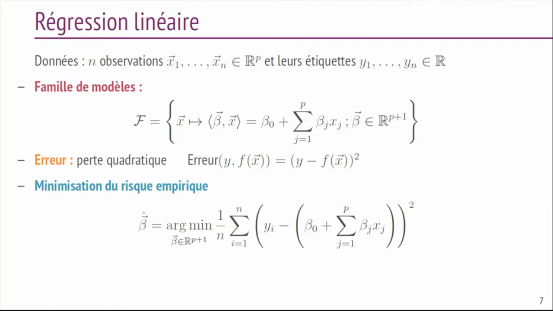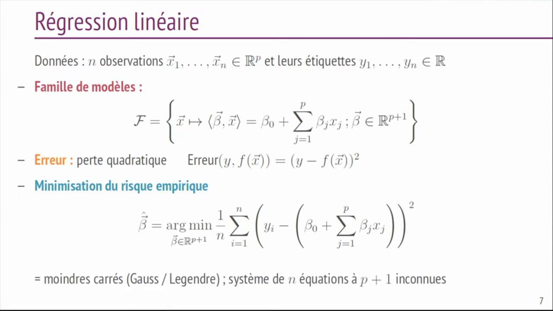So again, what I want to do is find a function in this space F, which corresponds to finding one weight vector beta that minimizes, on average over my n data points, the difference between the true label yi and the prediction, which is this linear combination of the inputs. And again, the error is the square of this difference. So that gives a minimization problem that we know how to solve in practice. It's something that's been known for a very long time. It's what's called least squares. You can also see it as a system with n equations and p plus one unknown variables.